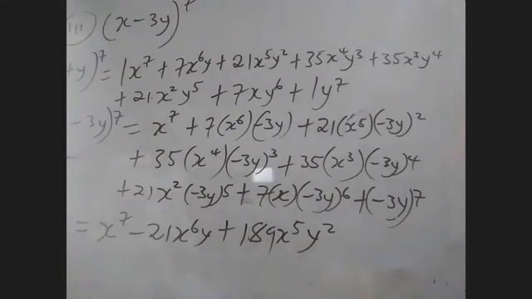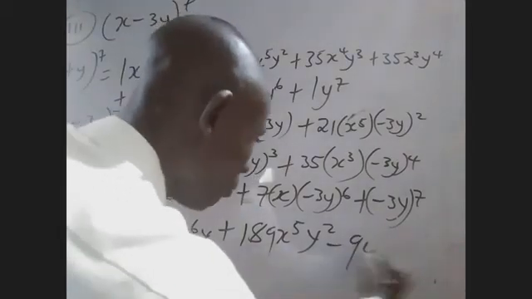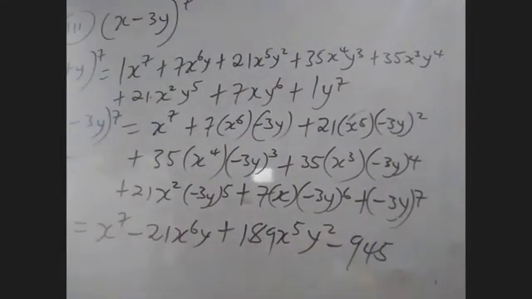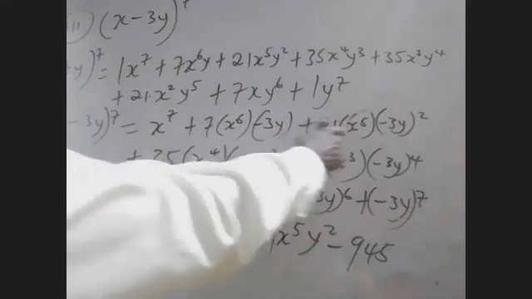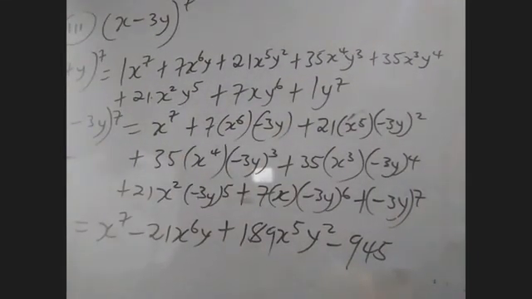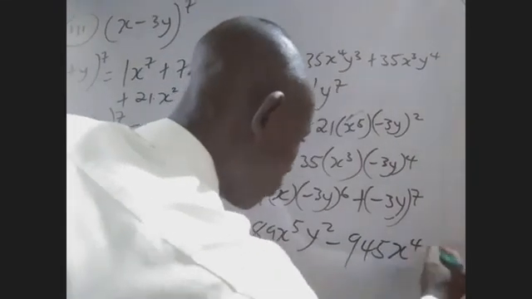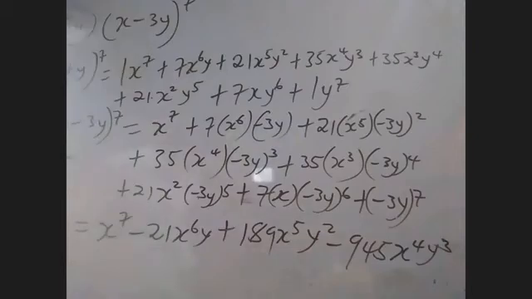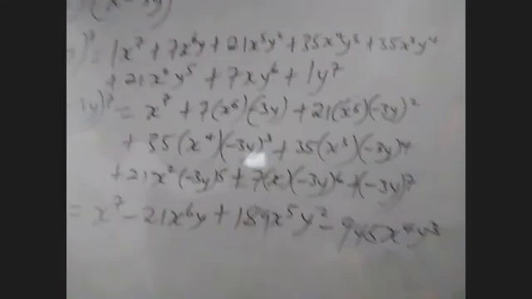Then the next one is negative: minus 27 times 35 will give you minus 945. So we now have −945 s^4 y^3.